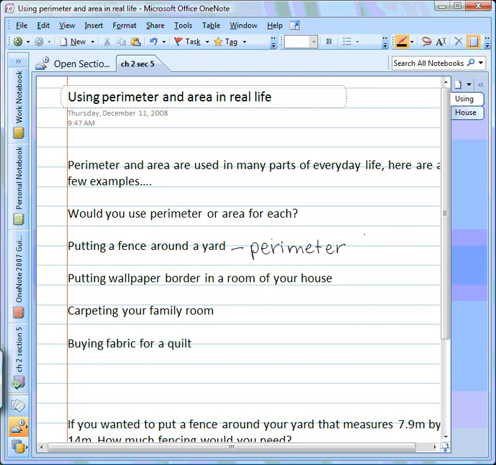Okay, our second little example here is if we were putting wallpaper border around a room in the house. Think about where wallpaper border goes. We're not covering up the entire wall, we're just going around the outside edge. So again, around the outside edge is perimeter.